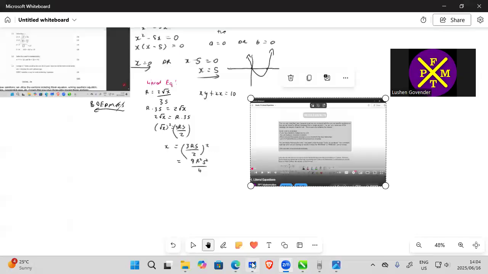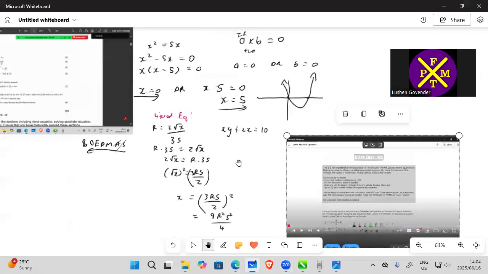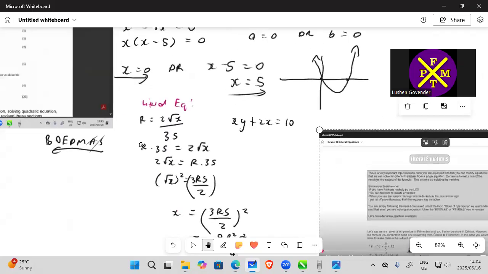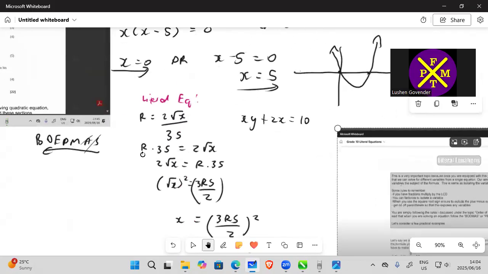Okay, yes, Shakal. So as I was saying, we're talking about literal equations. You remember I said that we understand how all of this fits in the grand scheme of things. We're talking about equations. We're trying to solve for something, right? With literal equations, obviously now there are many unknowns. We just have to make X the subject of the formula, or R the subject of the formula, or S the subject of the formula. That's what literal equations basically is, right?